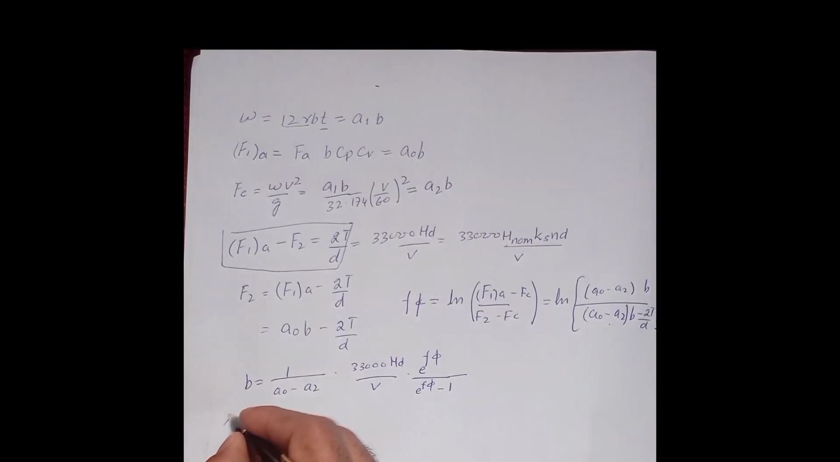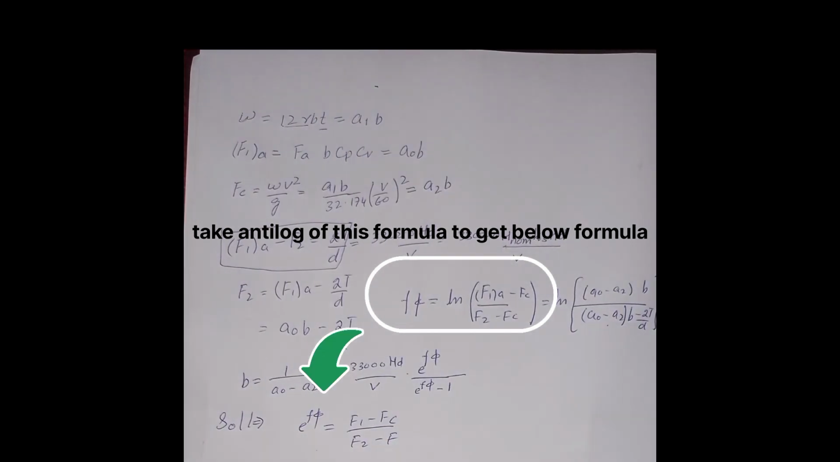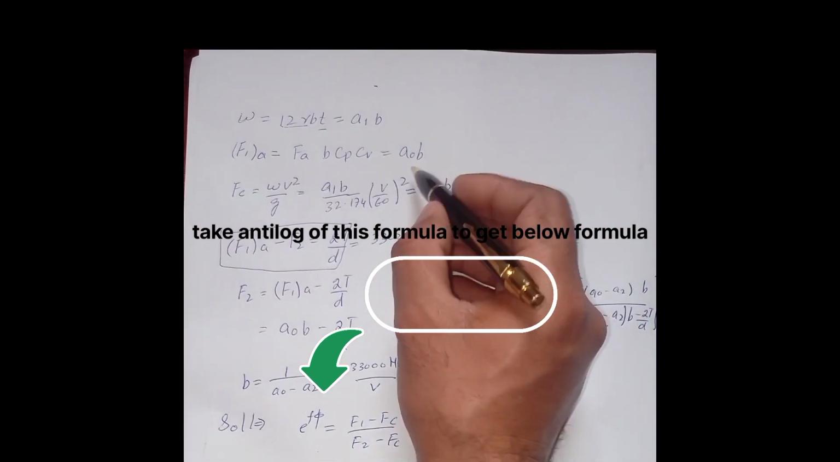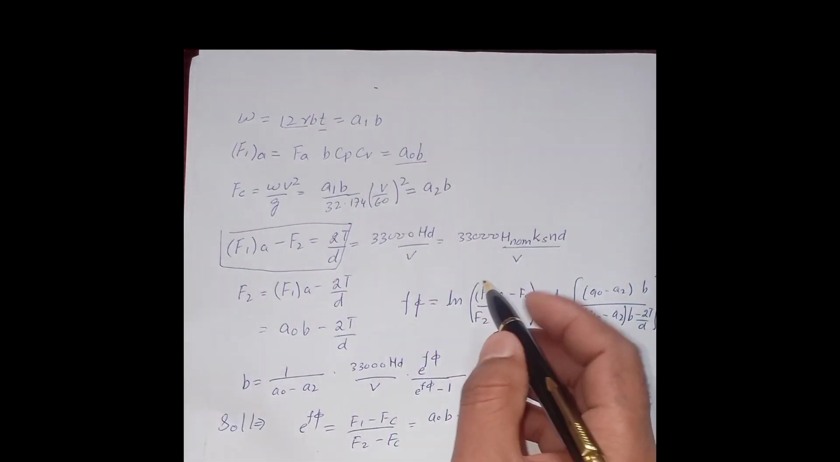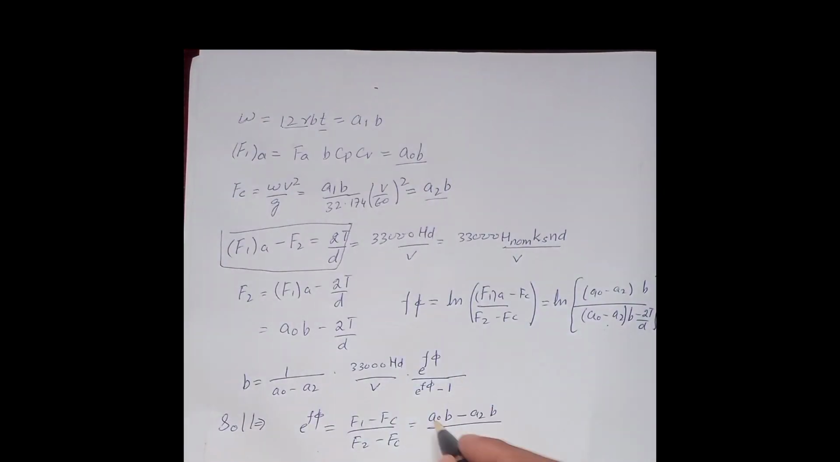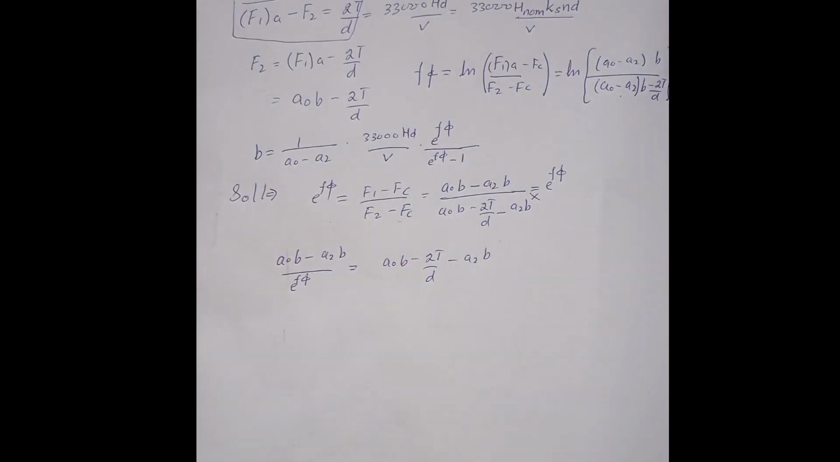Here we will start the solution with the formula, that is e to the power f phi is equal to F1 minus Fc divided by F2 minus Fc. F1 or F1a, as you know, is equal to a naught b, and Fc is a2 b, and F2 is equal to a naught b minus 2T by d, and similarly this Fc is a2 b. Now by cross multiplication you will get a naught b minus a2 b divided by e to the power f phi is equal to a naught b minus 2T by d minus a2 b. So you are going to get this value.